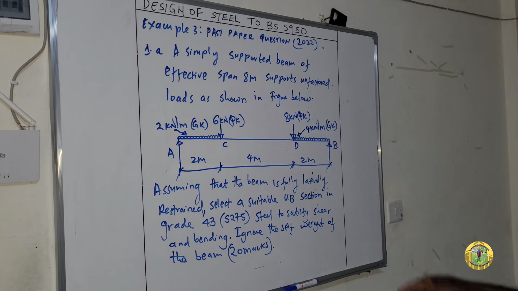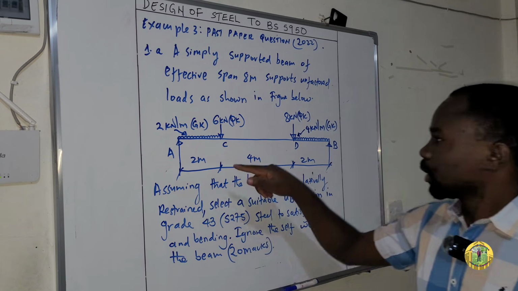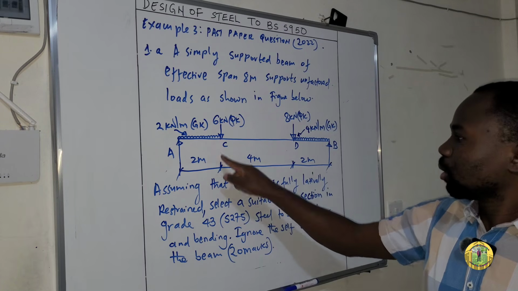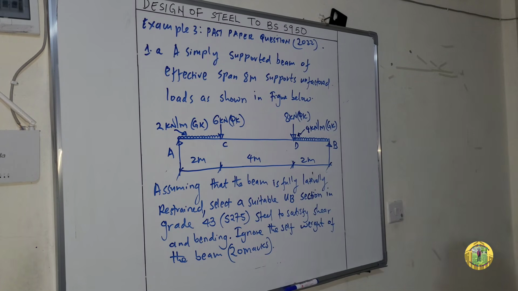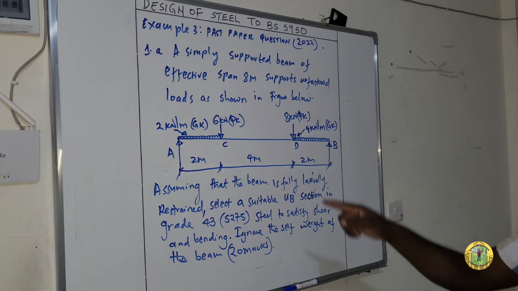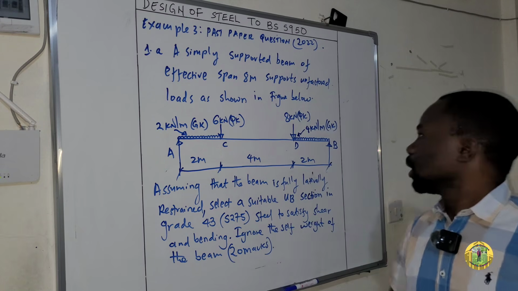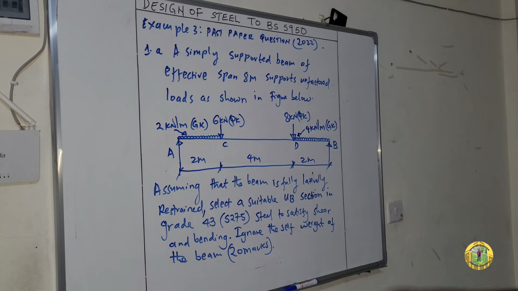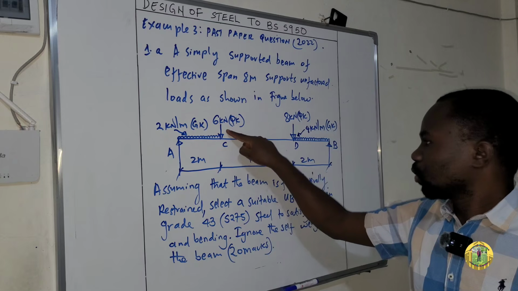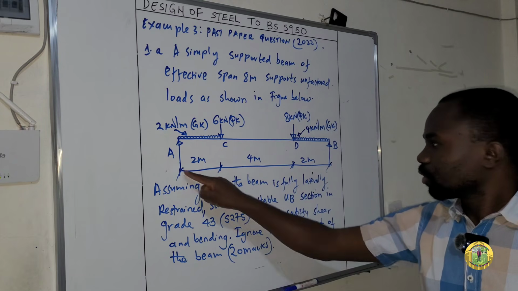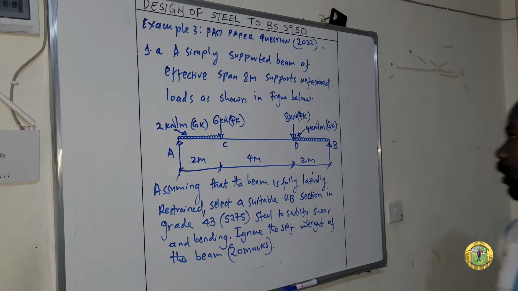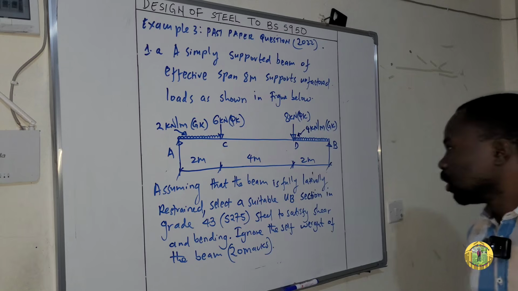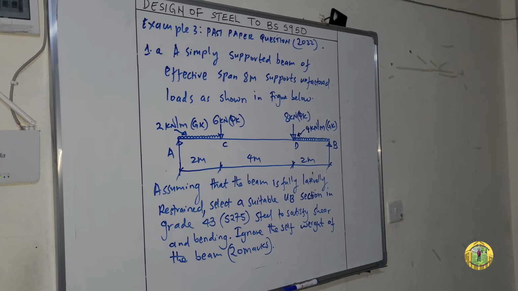So if we begin from support A, you can see a UDL of 2 kilonewton per meter spanning 2 meters. And this is the GK. So the GK means it is a dead load. And then you have a point load of 6 kilonewton 2 meters from A. And this is a QK. QK means it is an imposed load.